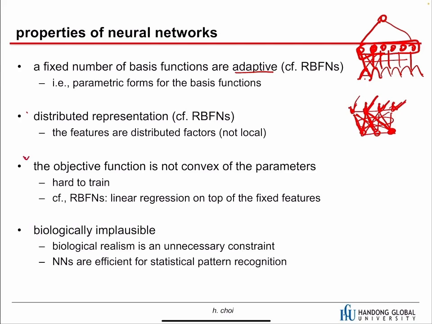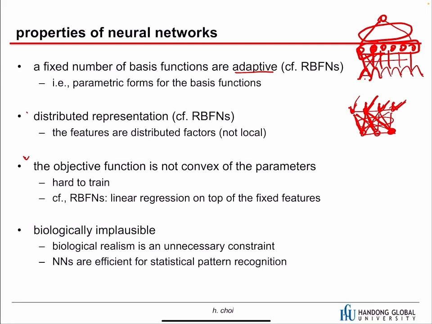And the objective function is not convex in the parameters. In the RBF networks, we have only one layer which is trainable, but in the neural networks, all the layers are trainable. So this is not easy to train. The function is not a convex function, so it's hard to train neural networks. But in the RBF networks, it is a linear regression on top of the fixed features, so the training doesn't take much time. Learning comes so quickly.